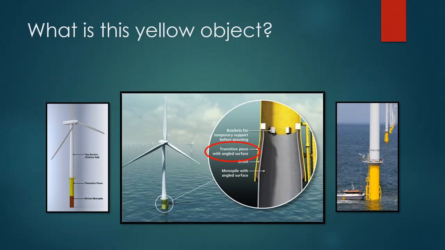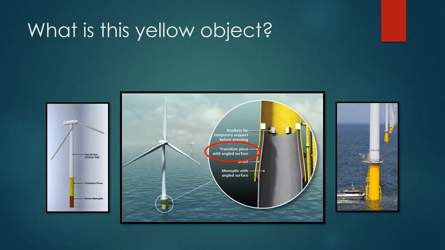So it's used to join a windmill on top to a driven monopile on the bottom. So where would it be, in wind farms out at sea. So you have your monopile at the bottom and you have your windmill on top. And this transition piece, this middle piece, is used to join the two together.